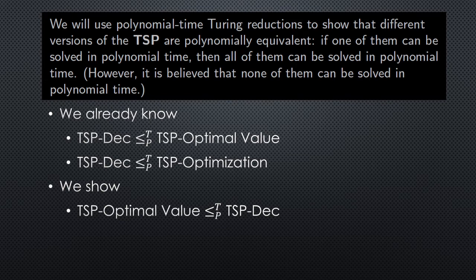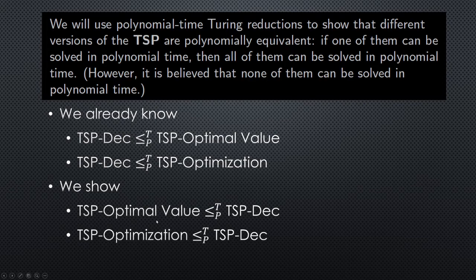So in other words, if we have a solution to the decision problem, we can solve the optimal value problem. And I'm going to show that if we have a solution to the decision problem, we can solve the TSP optimization problem where we return the actual cycle. And there's only polynomial overhead. If you have a solution to TSP decision that's O of 1 time, we can solve both of these problems in time that's polynomial in the input size to TSP optimal value, and time that's polynomial in the input size of TSP optimization, respectively.